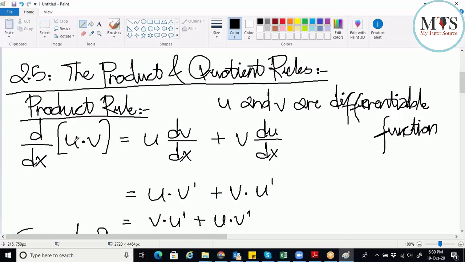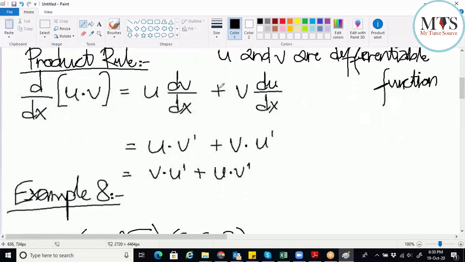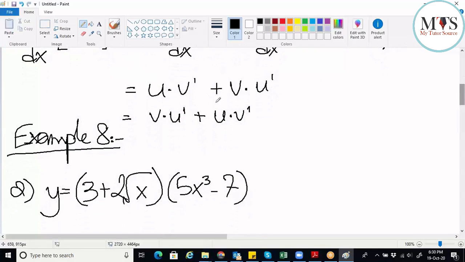It's u, the first function, multiplied by the derivative of the second function, plus the second function multiplied by the derivative of the first function. And like I said, since it is an addition, you can change the order, it doesn't matter. It's easy to memorize, u into v prime plus v into u prime, or the other way around. For these two differentiable functions, all you need to do is memorize this formula.